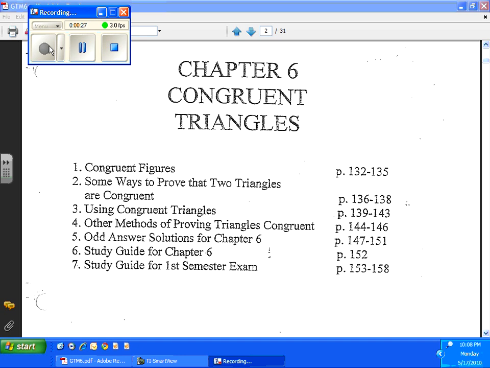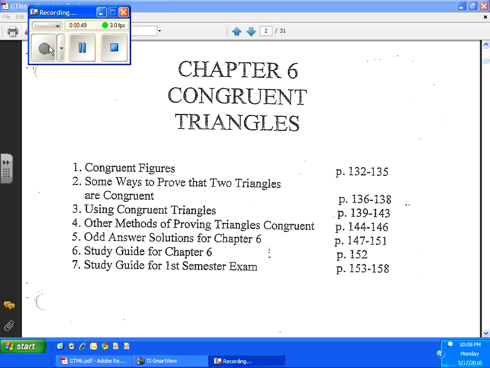And then in Section 2, we're going to look at some of the ways to prove that two triangles are congruent. We'll use congruent triangles, find other ways to prove that triangles are congruent, and then we have the odd solutions in the study guide. And then there's the study guide for the first semester exam.